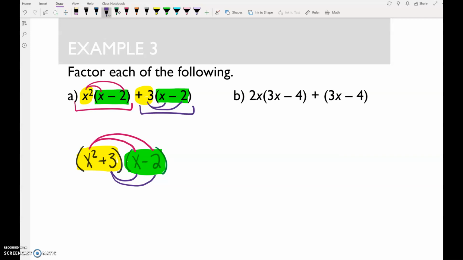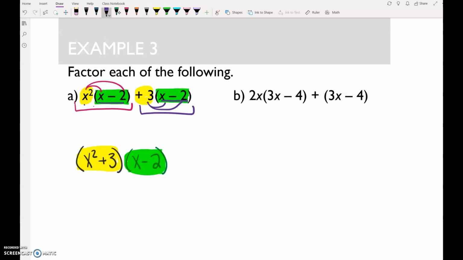That statement in part A is the distributive property fully written out. The first term times the x minus 2, the second term times the x minus 2. That's why the x minus 2 appears twice. So when you have something times x minus 2 and then something else times that same thing, it collapses down into the x squared and the plus 3 in the first set of parentheses, the x minus 2 in the second set of parentheses. So let's try that in part B.